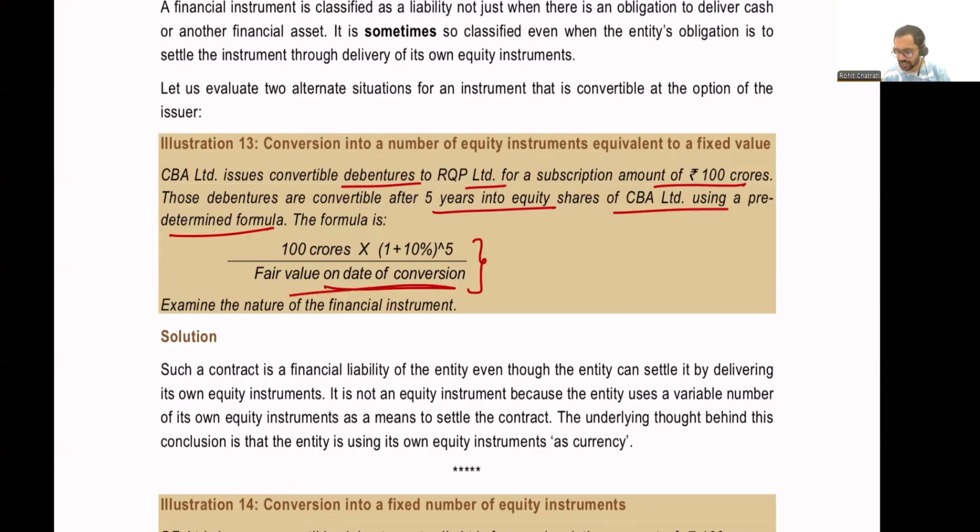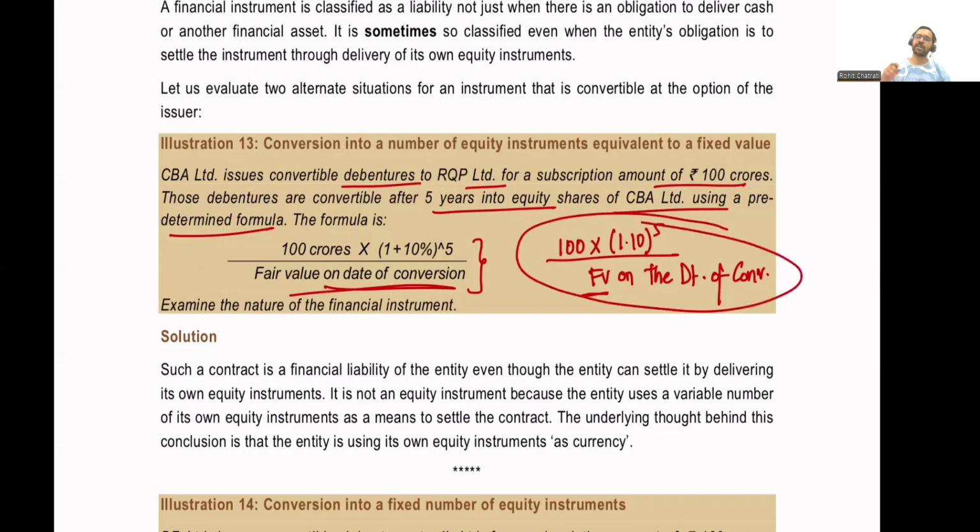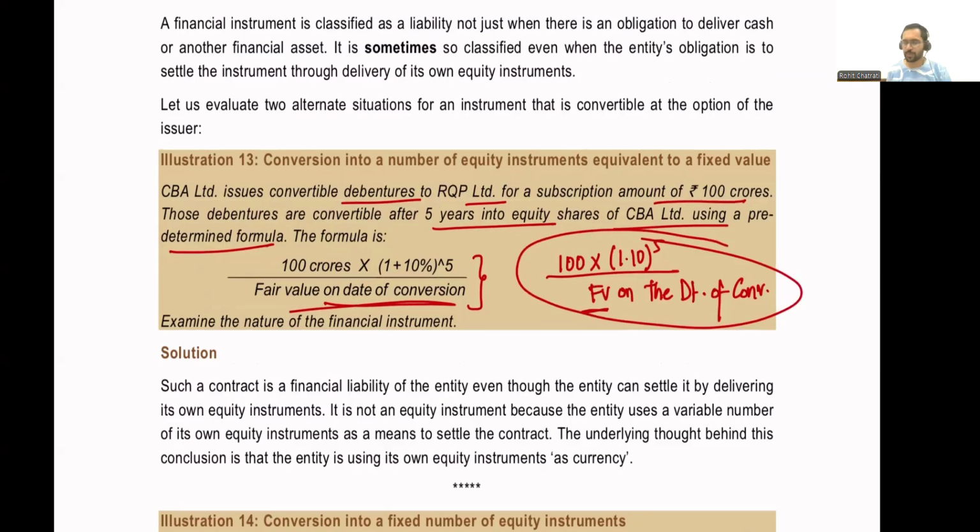Alright, so what it is actually saying is it's going to get converted into 100 multiplied by 1.10 whole power 5 divided by fair value on the date of conversion. Whatever is the fair value of the equity share on the date of conversion, depending on that, we are going to calculate the number of equity shares, and accordingly we will issue the equity shares. CBA Limited will issue the equity shares based on this formula.